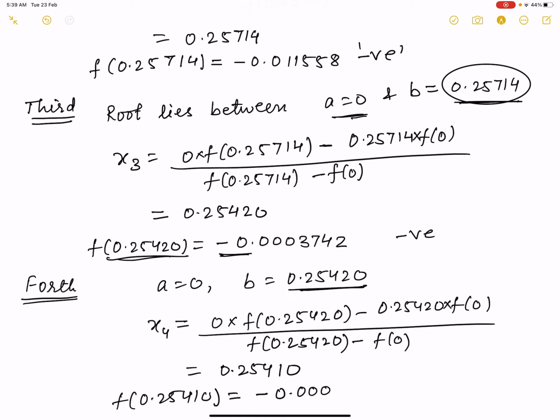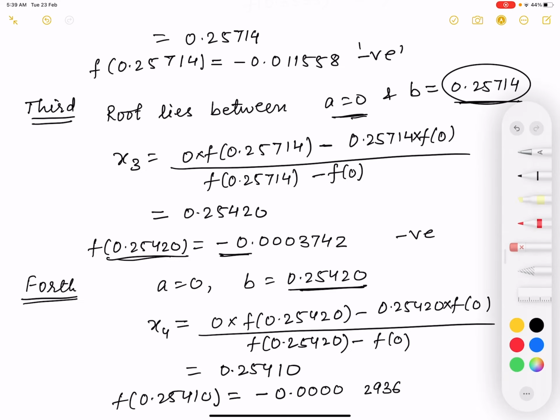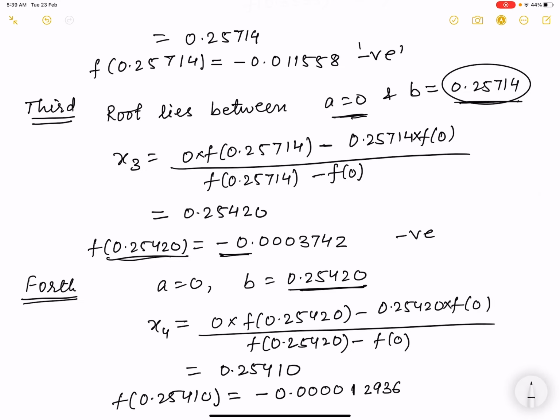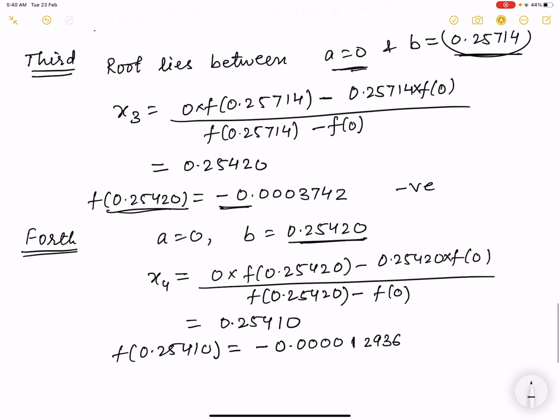I calculate using the calculator, and this is coming out to be 4 zeros and then 12936. Again, the value is negative.